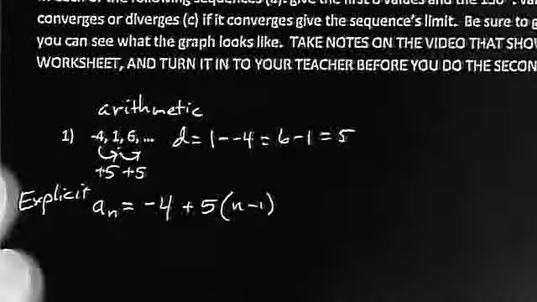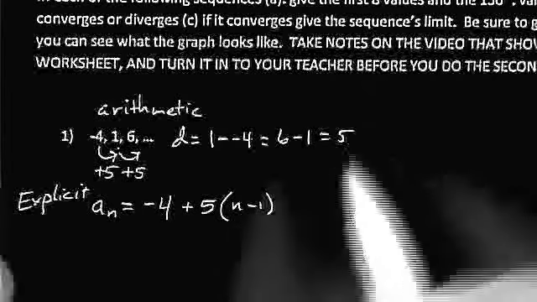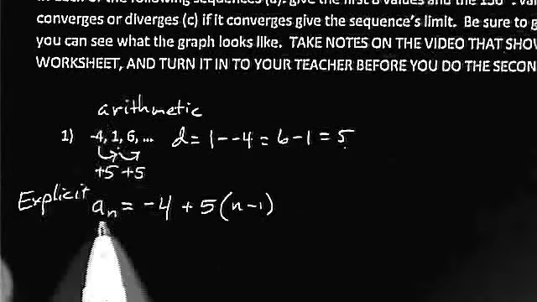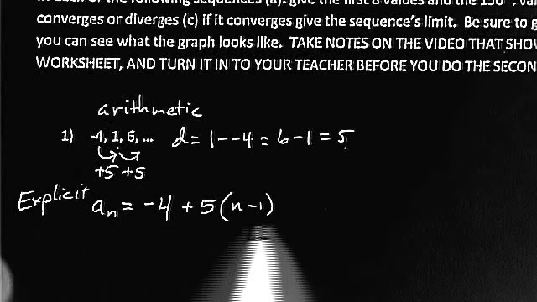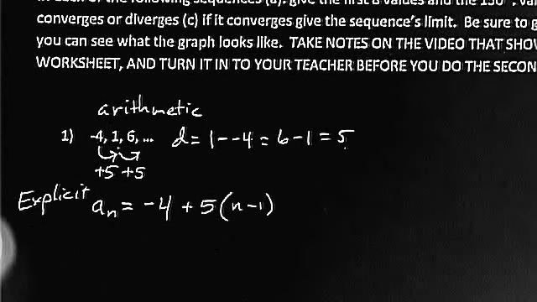Okay? With the common difference between the terms being 5, I can go ahead and decide that it's arithmetic and I need the explicit formula. I know the first term is -4. I know the common difference between the terms is 5. This is the explicit formula, which will come in very handy.